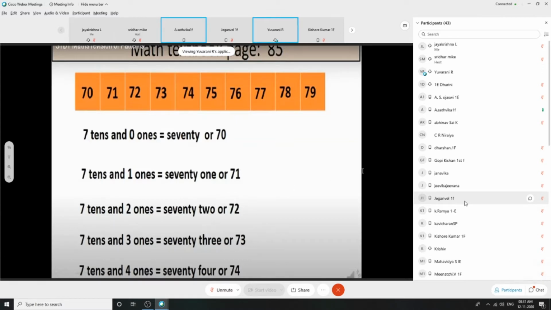Next comes Ojeshwi. Seven tens and two ones makes? 72. Wonderful, Kanna. What a spontaneous answer. Teja, seven tens and three ones make what? 73. Wonderful, Kanna. Superb. Thank you so much.